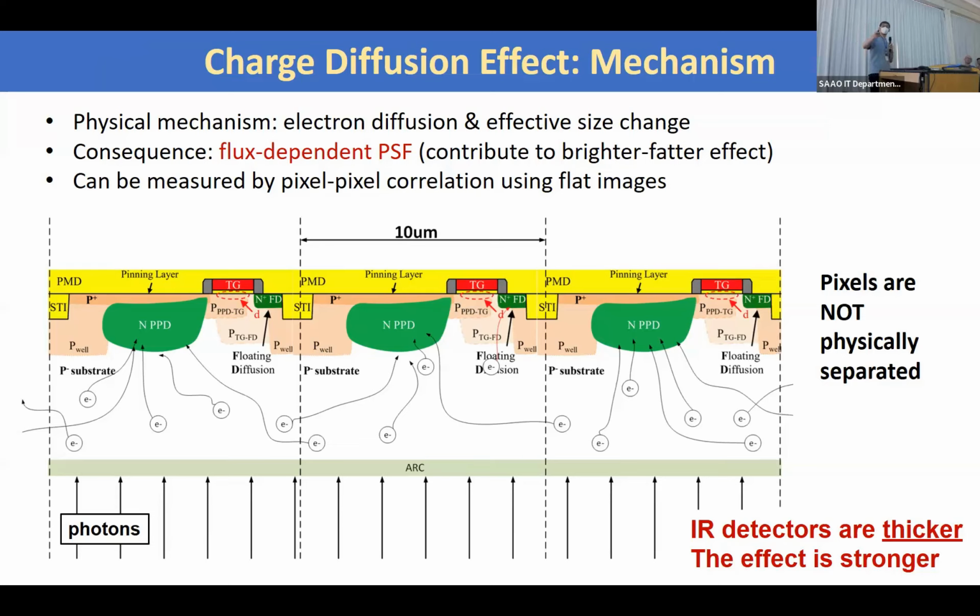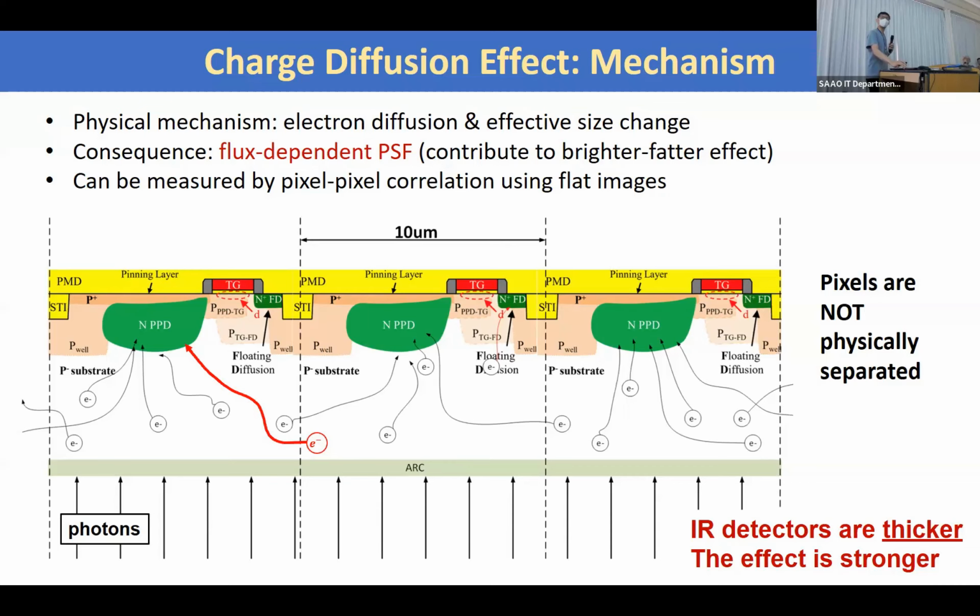And you can see that these pixels are not physically separated. There are just potential wells between them, and it's not infinitely deep. So it's natural that the electron produced here can end up in another pixel. So this basically produces this kind of electron diffusion. And this is not the only mechanism.